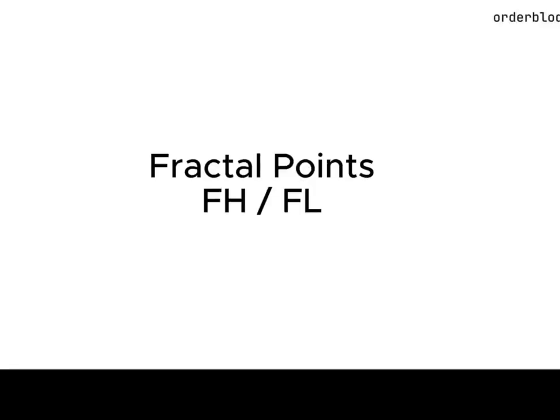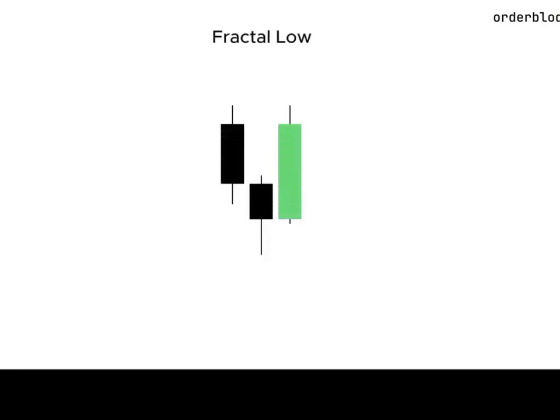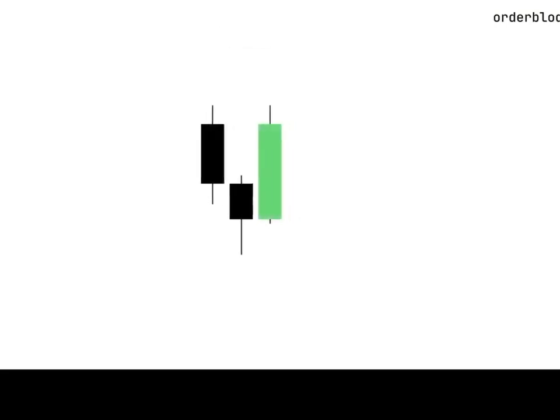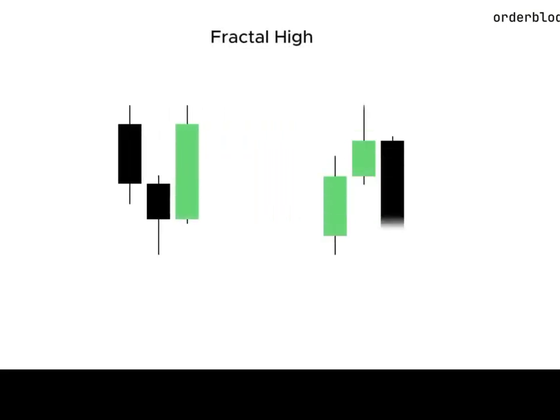We'll explore what fractal points are and their logic. First, let's start with the basic definition of this element. Fractal low is a three-candle pattern, where the middle candle's minimum is lower than the minimums of the first and third candles. Fractal high is the opposite three-candle pattern, where the middle candle has the highest maximum compared to the adjacent candles. Note that the minimum number of candles required to form such a pattern is 3.